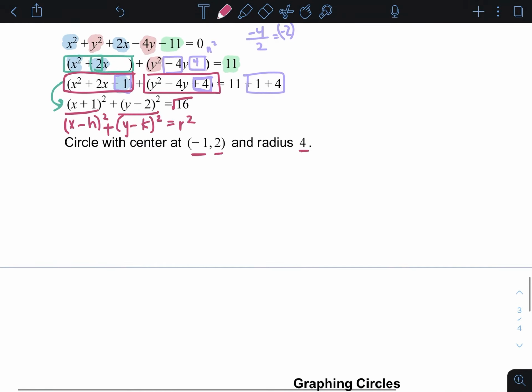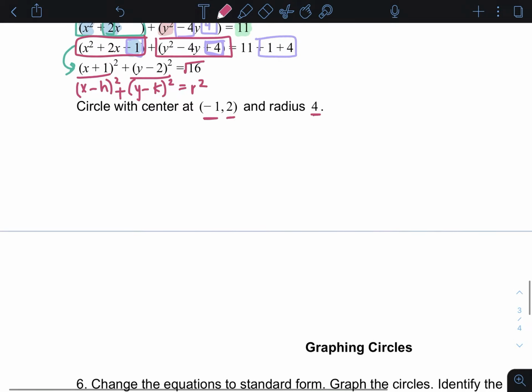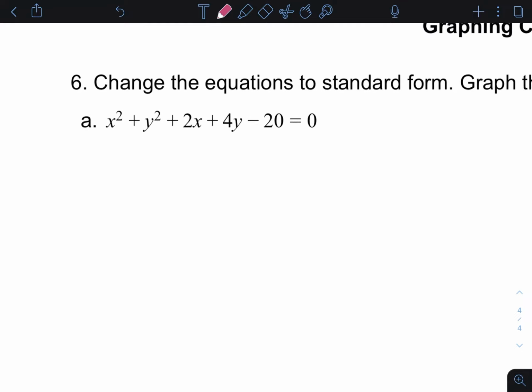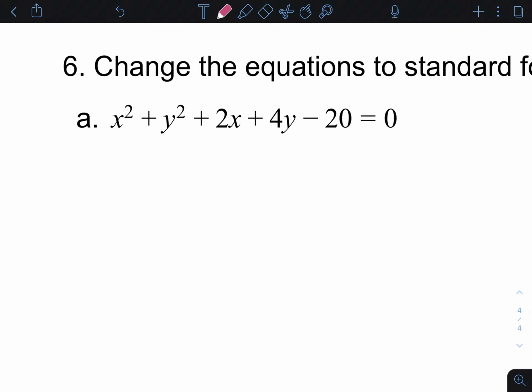Now that we've done an example and walked through it, we're going to do a couple more together to really get a handle on all of the steps. So this is our general form of the circle. We see that it has the same coefficients, same sign. So the first step is get all the x's together, get all the y's together. Everything else goes to the other side.